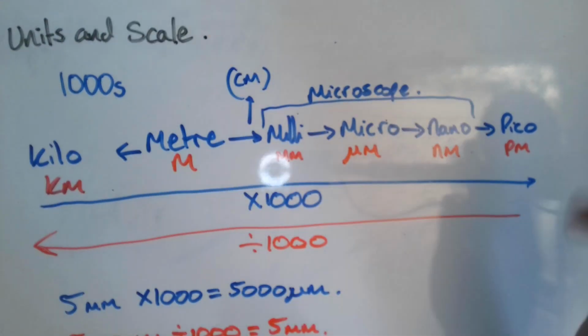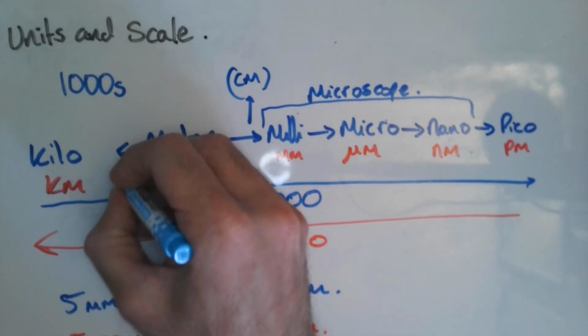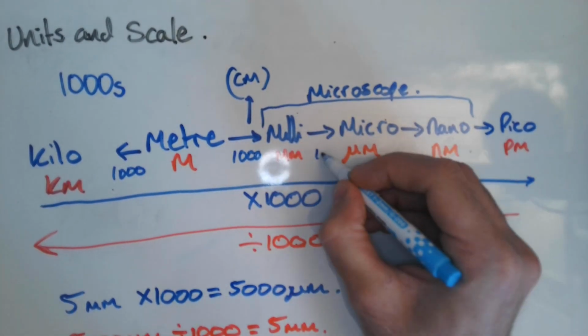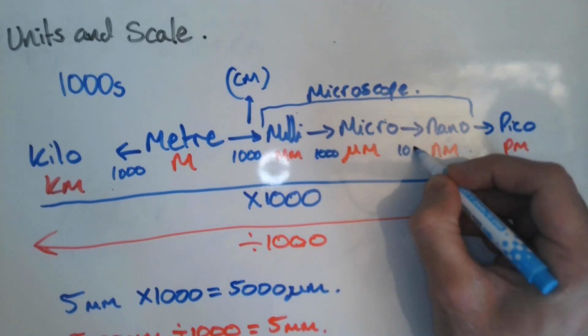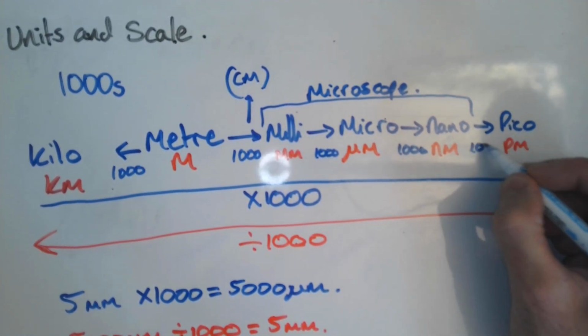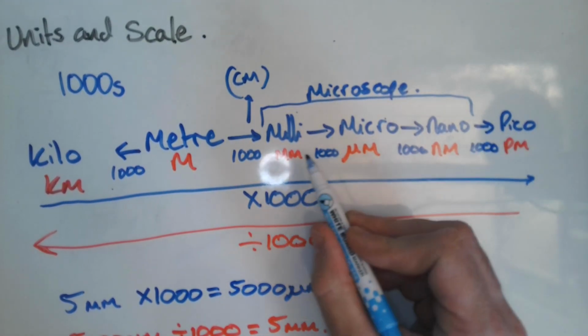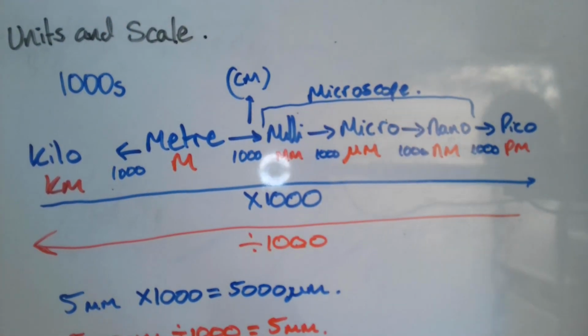Each step is 1,000. So we're going to go 1,000 in each step along, like so. So again, if I'm going down, I'm going to multiply, and if I'm going up, I'm going to divide. And that's all you need to know about units and scales in biology.